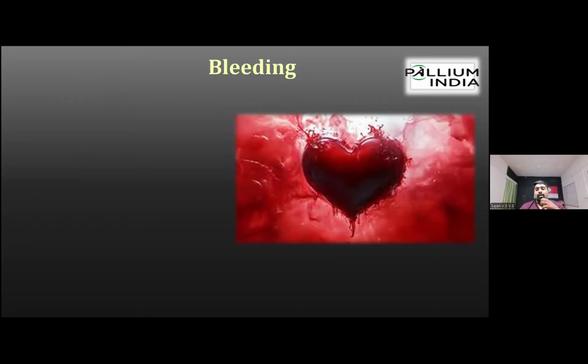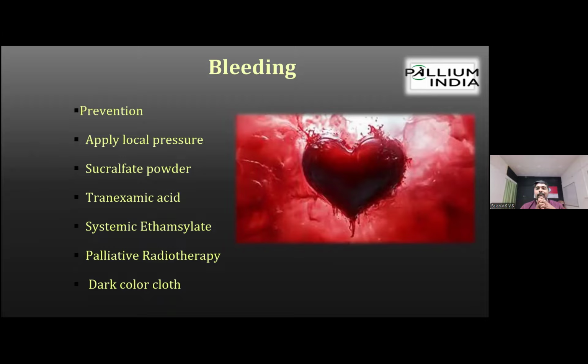Then the third one is bleeding. Bleeding, I already told, for the prevention of bleeding and pain, how we can do the dressing. That thing I already told. Here, if somehow bleeding is happening, like oozing type of bleeding, we can apply local pressure over the wound area and manage the bleeding.